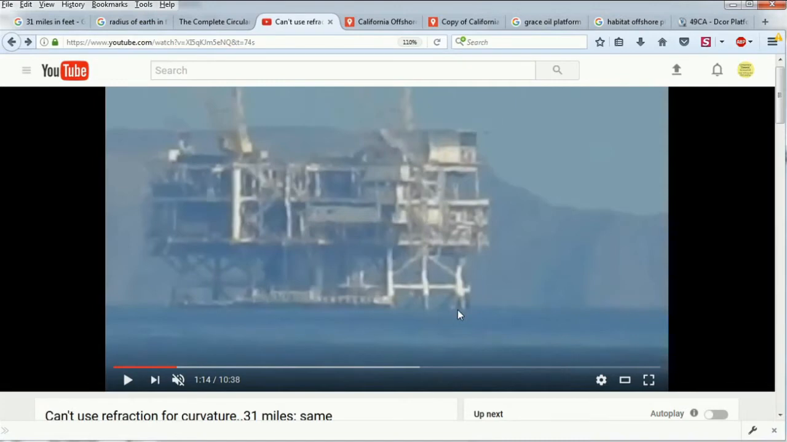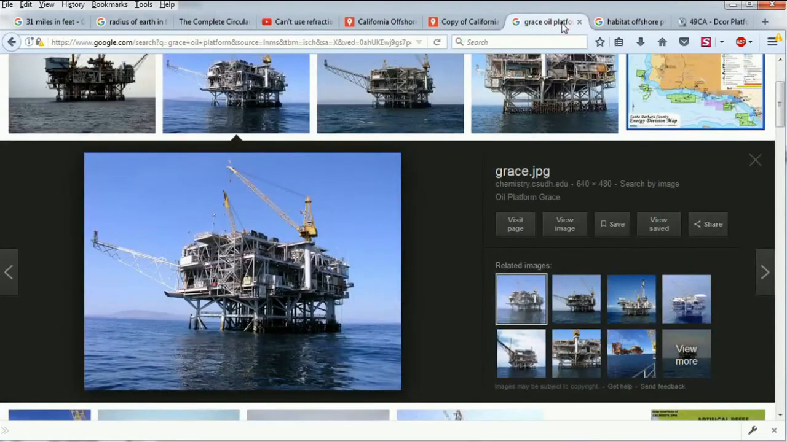So what I'm going to show you here that I found interesting is the height of this platform. First of all, what I want to do is show you this. This platform is actually called Grace. And if you look, it's a different angle, but notice this crane and that pole, and then the second crane.